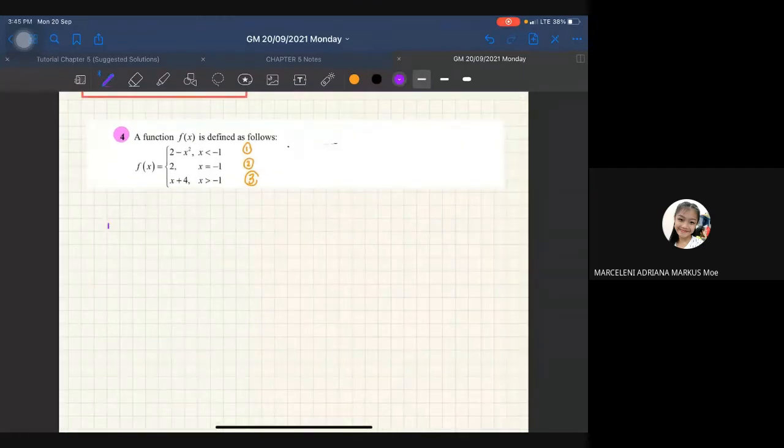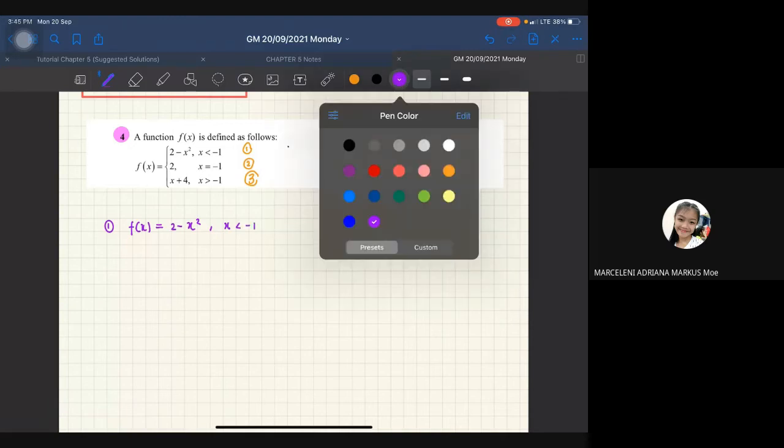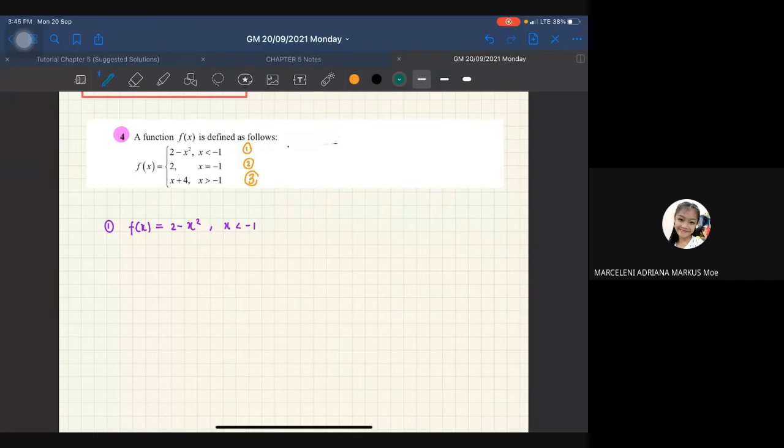Kalau ada soalan terus tanya. Okay, so untuk graf yang pertama kita ada f(x) equal to 2 minus x square and then kita punya domain ataupun kita panggil sebagai constraint is x is less than -1. Okay, so untuk graf kuadratik, ingat tak apa first step yang kita kena buat before kita boleh draw dia?